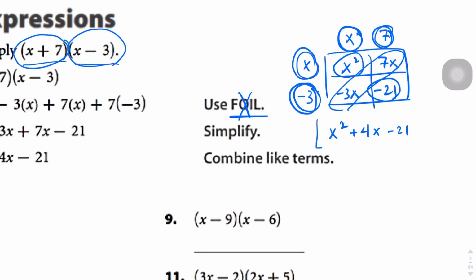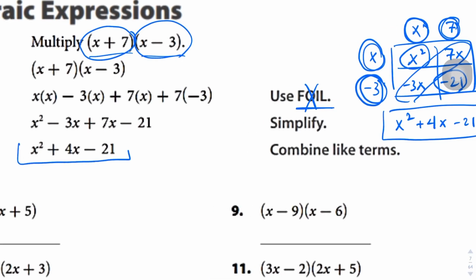So this is what we get, and sure enough, just like the FOIL method, we should get the same answer right here, x squared plus 4x minus 21. Now, as far as why I prefer this method to the FOIL method, it's because with the FOIL method, there's a lot of lines, and it's not too much to think about when you have two binomial terms.